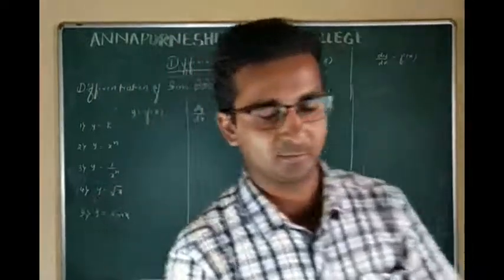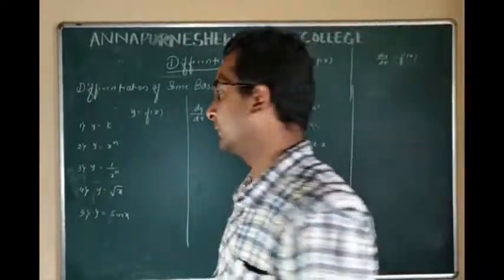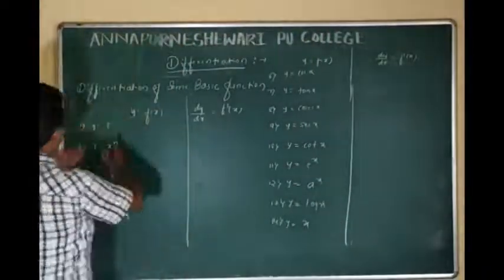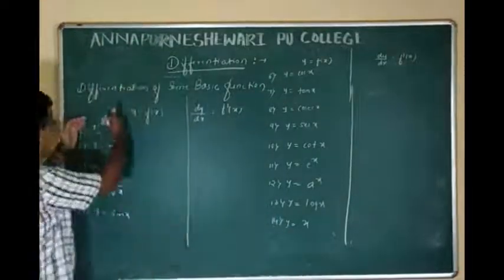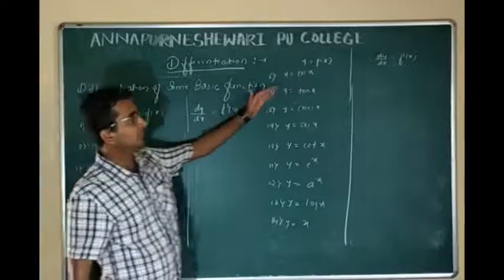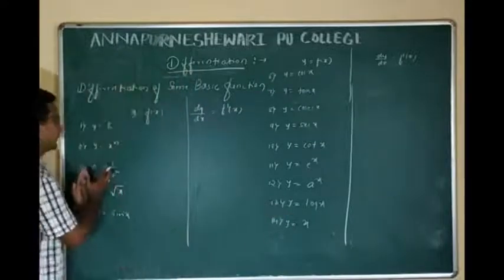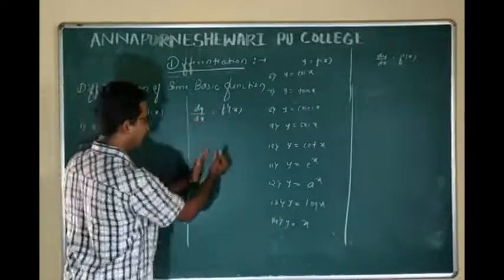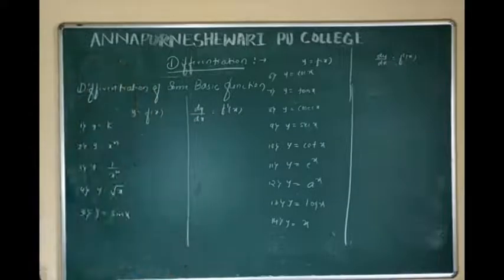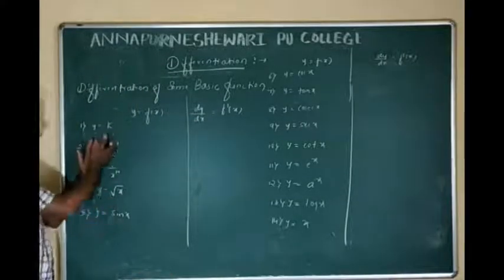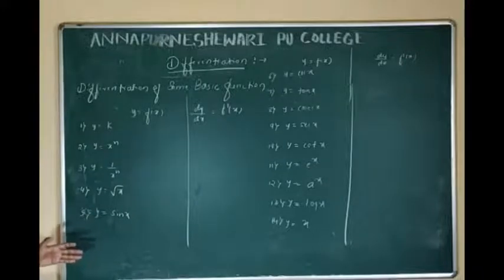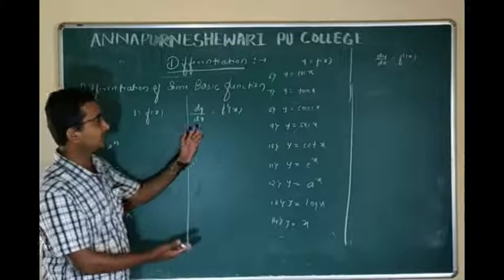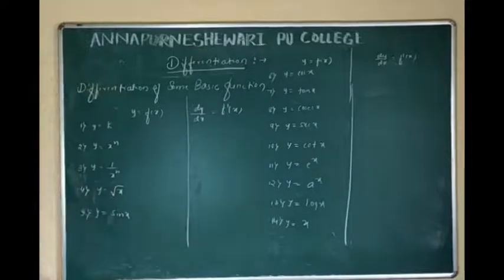So here they will give some basic functions, as present on the left hand side. Those are the basic functions. After the differentiation, what we get, we are going to write on the right hand side. Whenever they ask for the LHS terms, we have to differentiate with respect to x, and write in terms of dy by dx or f dash of x.